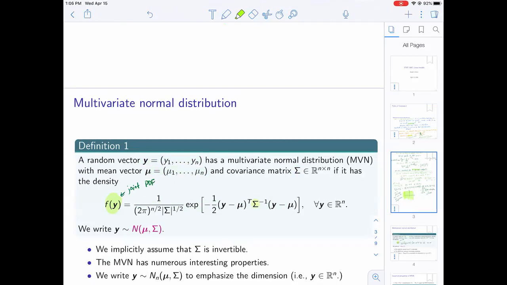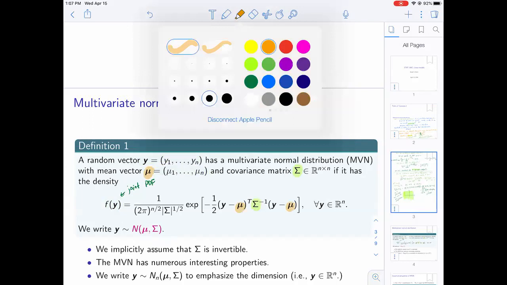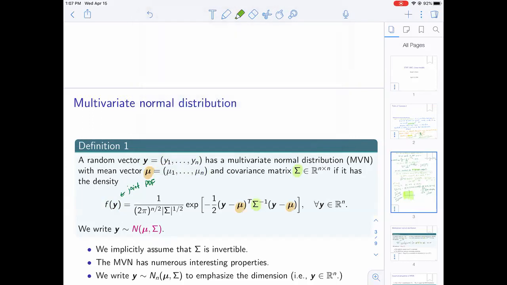And you can see this is the covariance matrix here, and this is the mean. So that's the mean vector. You see it appears here, and the covariance appears there, as well as in here. And this notation here means the determinant of sigma.